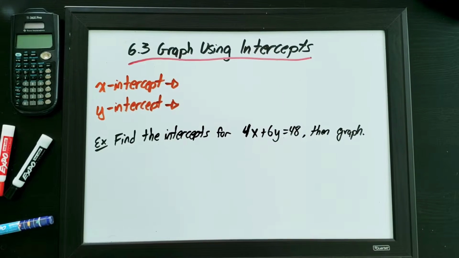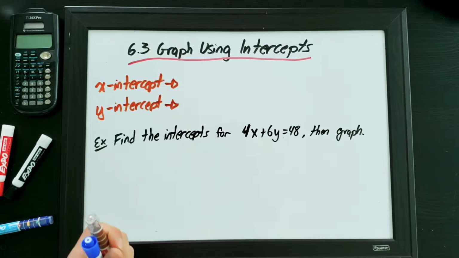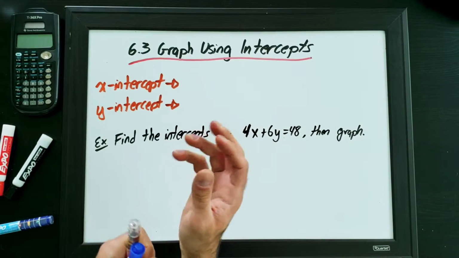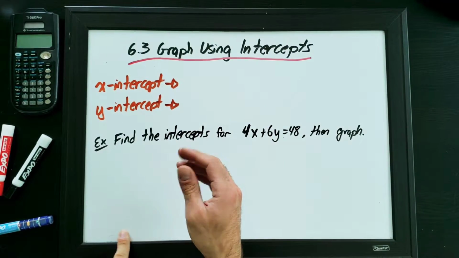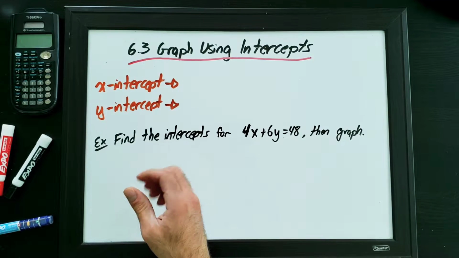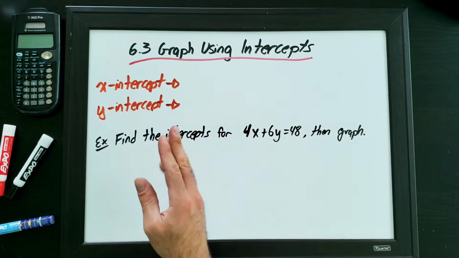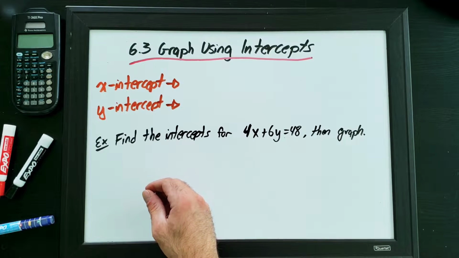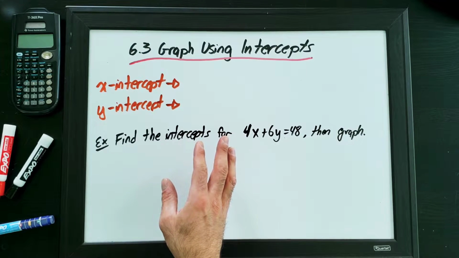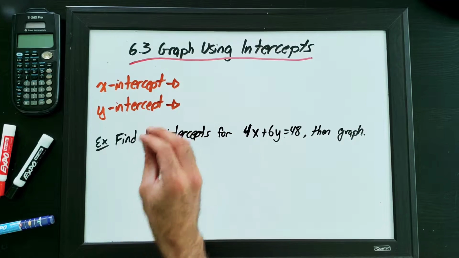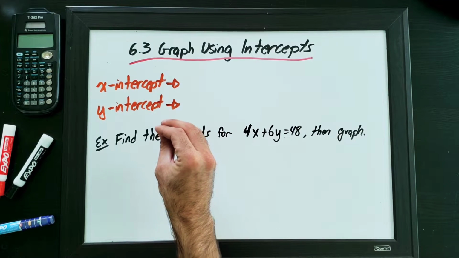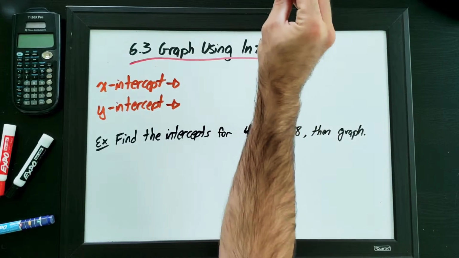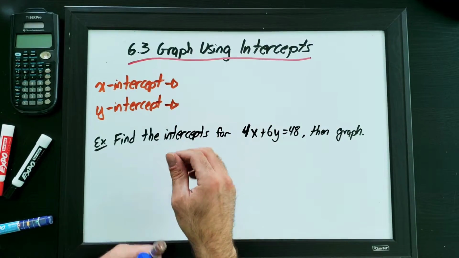6.3, graph using intercepts. So this is another way to graph. Right now, you know from a while ago how to graph using a table of values. It's the most annoying way to graph, but it's a surefire way. Just figure out what points equal what points, plot them, connect the dots. And then you learn how to graph using slope-intercept form, which is plot the y-intercept, figure out the slope, and then use rise over run to figure out your other points. So here we're going to graph using intercepts.